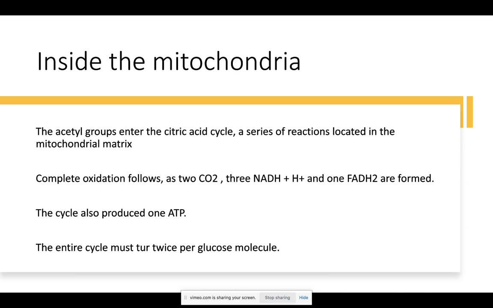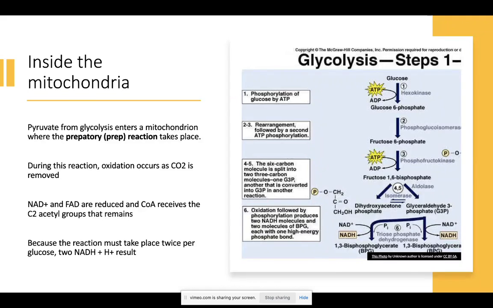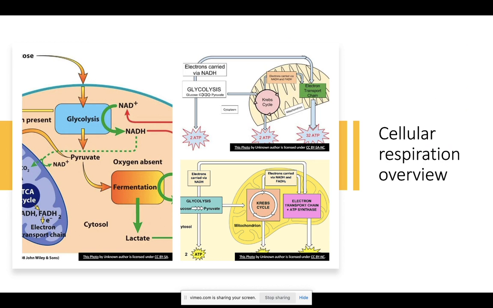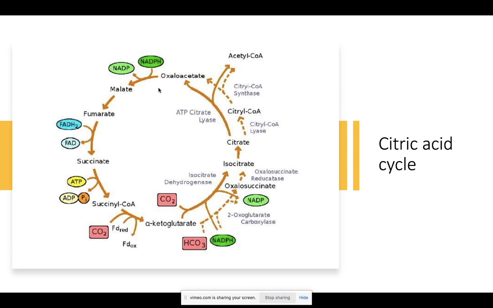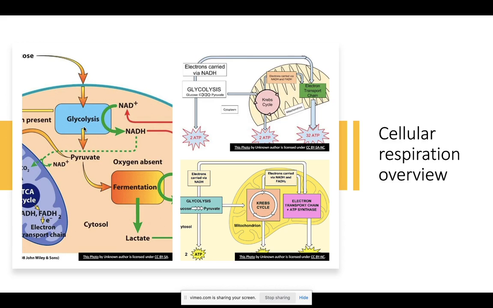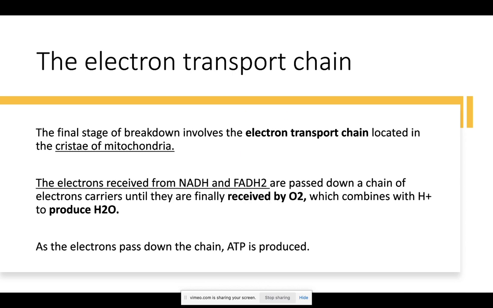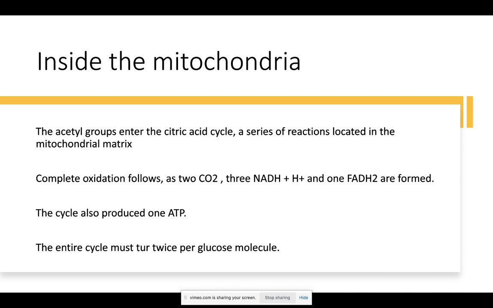And we know the citric acid cycle is where all the magic happens. It's actually where a lot of these reactions that we previously saw take place. So all of this is taking place inside that little area called the mitochondrial matrix. And this is going to be responsible for the production of NADH, CO2, as you can see here, and a molecule of FADH2. So here, we produce one ATP, but we know that the entire cycle must turn twice per glucose molecule, so we actually produce 2 ATP.